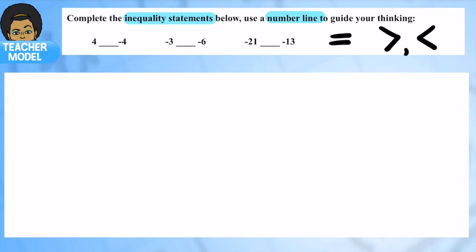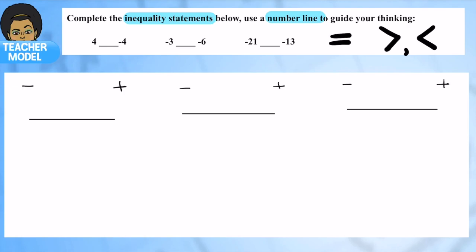So let's use a number line for these. I have 3 different numbers, so I'm going to draw 3 different number lines. And remember, for each number line, the greater number is going to be on the right and the smaller is going to be on the left.